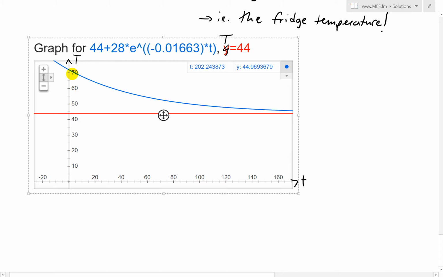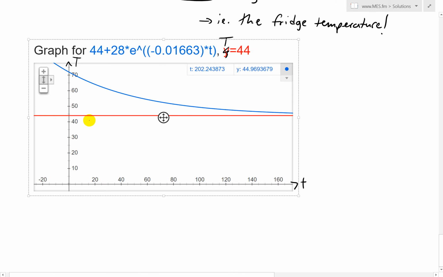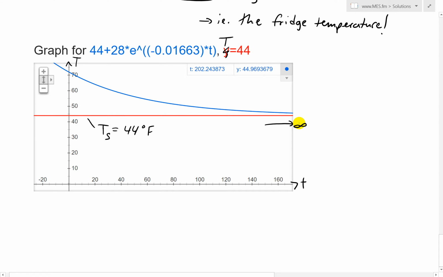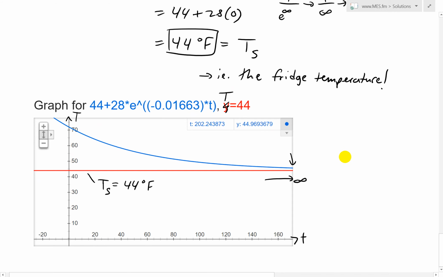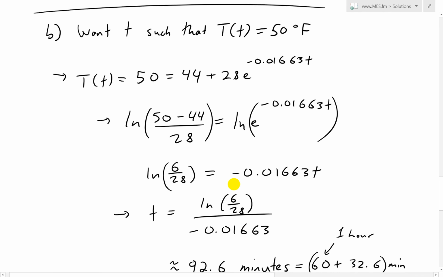As you can see here, this is the graph for that function, and then we put the limit. It should go to 44. This line right here is our temperature equals 44 degrees Fahrenheit. And as you can see, the formula for temperature keeps going down and down, so the temperature is getting closer and closer to the surrounding temperature, or T of S, of the fridge as you go to infinity. This is getting closer and closer, but technically never reaches it. When you take a limit to infinity, that's what you get. It keeps getting closer and closer to the surrounding temperature.